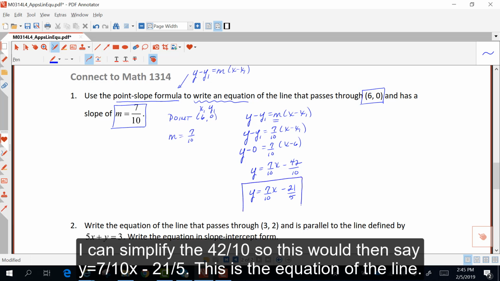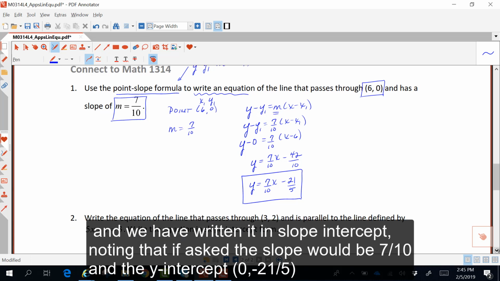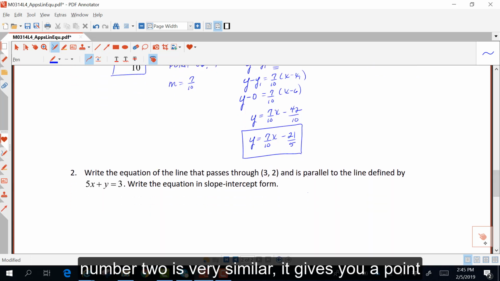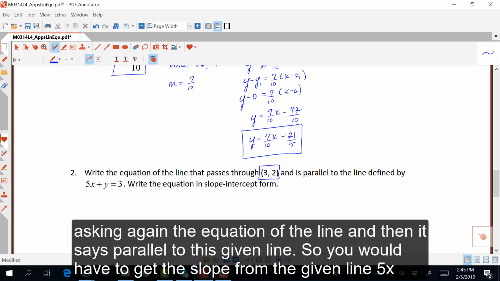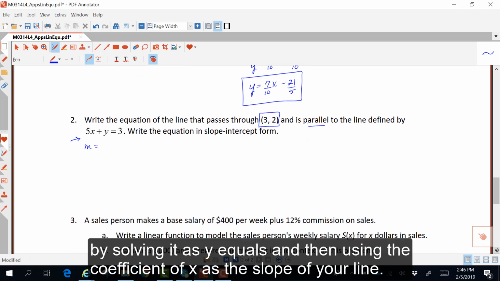This is the equation of the line, and we have written it in slope-intercept form, noting that if asked, the slope would be 7/10 and the y-intercept would be 0, negative 21/5. Number 2 is very similar. It gives you a point, asking again the equation of the line, and then it says parallel to this given line. So you would have to get the slope from the given line, 5x plus y equaling 3, by solving it as y equals and then using the coefficient of x as the slope of your line.